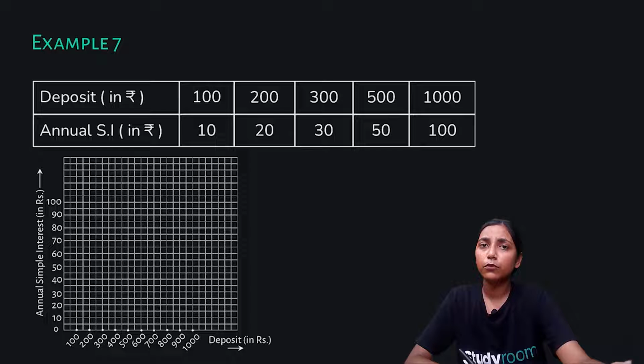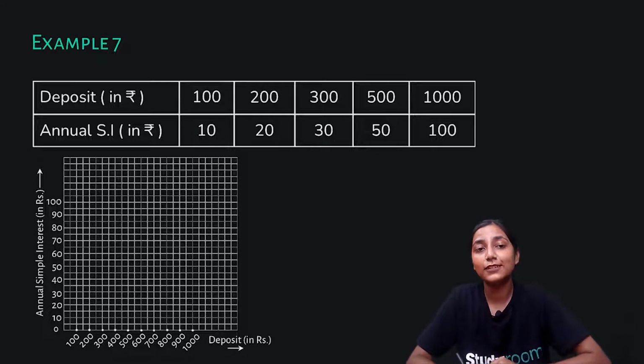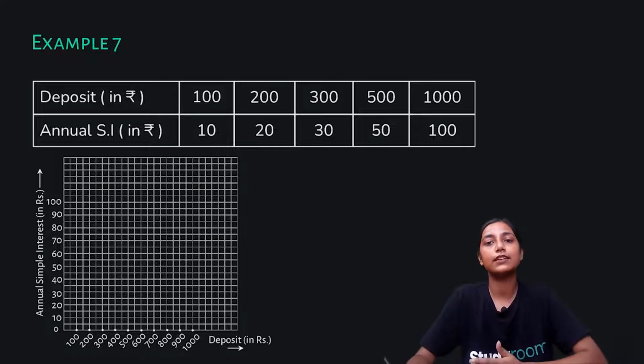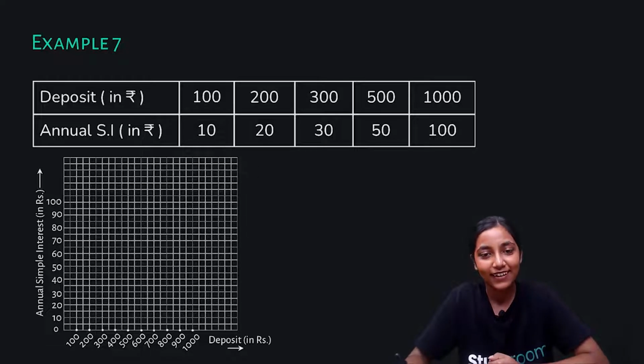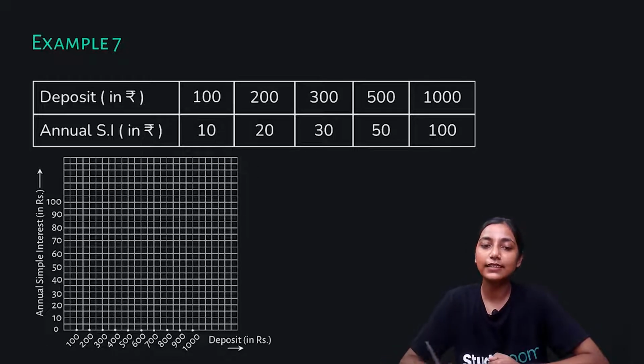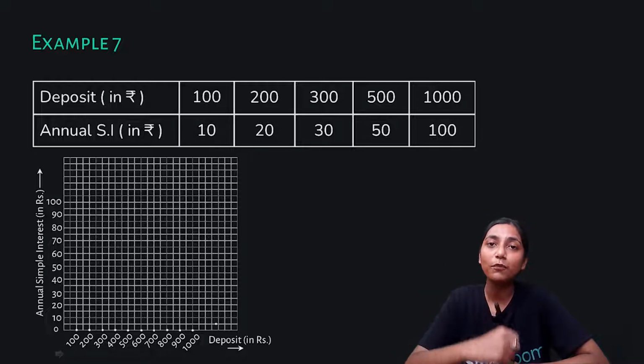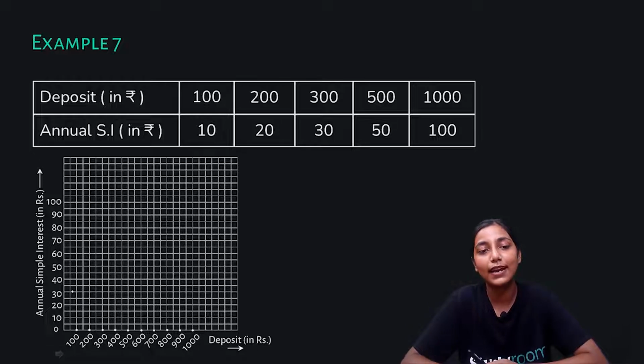From the formula, you know that since 10% was the interest, if you deposit 100 rupees, you will get how much annual simple interest? 10 rupees. For a 200 rupees sum, you will get 20 rupees as the interest. For 300, for 500, and similarly for 1000, you will get 100. So on the x-axis, the horizontal axis, I am representing deposits in rupees: 100, 200, 300, 400, and so on till 1000. And on the y-axis, my vertical axis, I am representing the annual simple interest in rupees. That will be 0, 10, 20, 30, 40, and so on till 100.